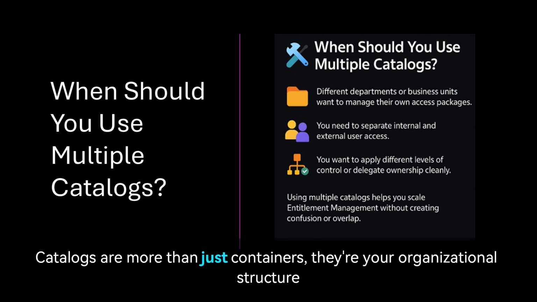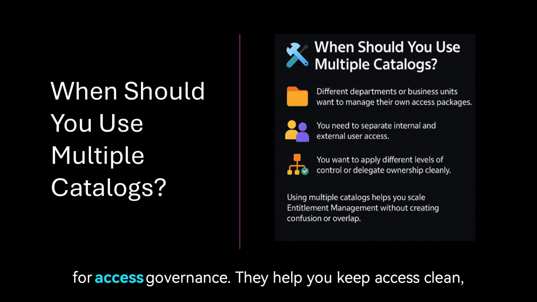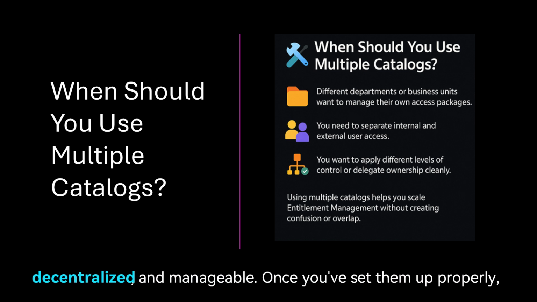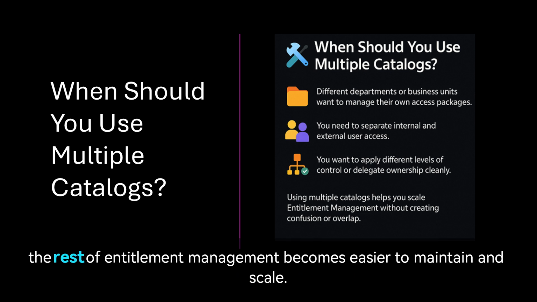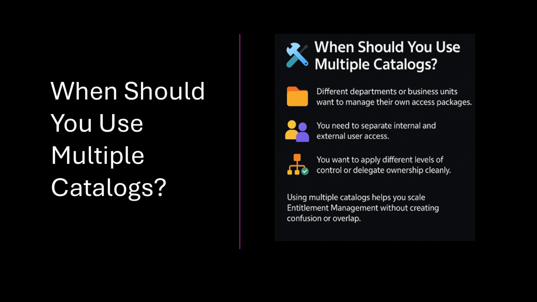Catalogs are more than just containers. They're your organizational structure for access governance. They help you keep access clean, decentralized, and manageable. Once you've set them up properly, the rest of entitlement management becomes easier to maintain and scale.